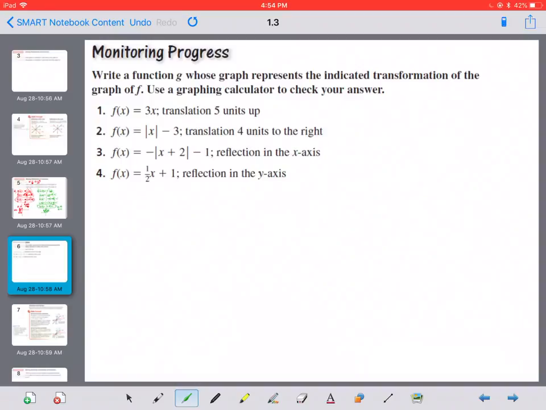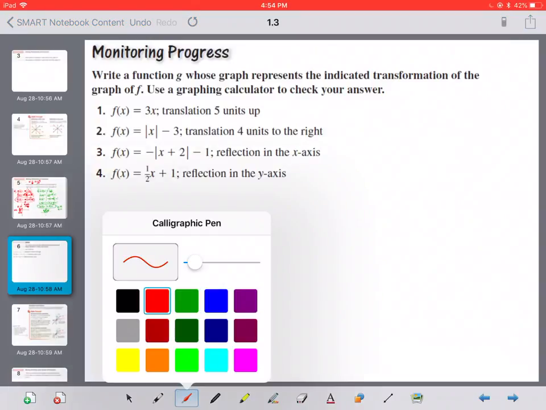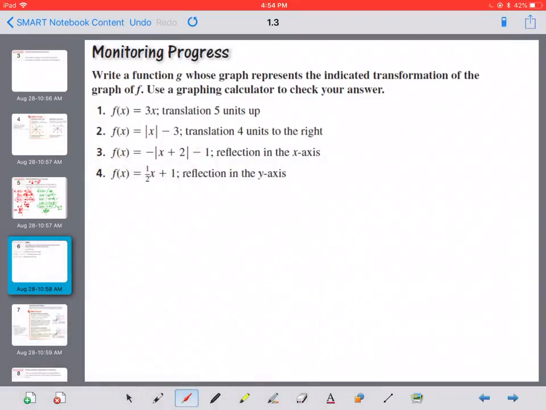Now what I'd like for you to do is give each of these kinds a try. The first two problems, 1 and 2, are translation problems. So that's left, right, up, down, the h and the k part. The last two, 3 and 4, are reflection problems. So I'd like you to work each one of those, give it a pause, give all 4 a try, and then you can watch me work them.